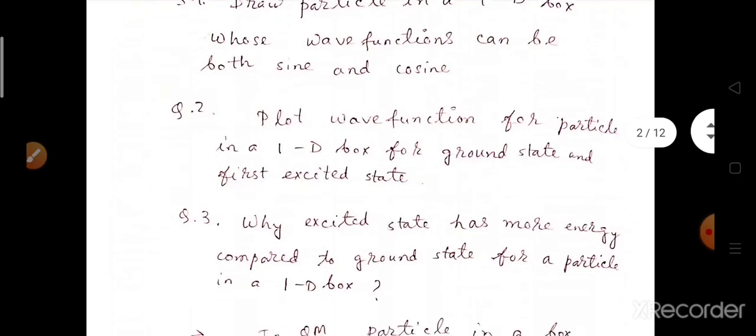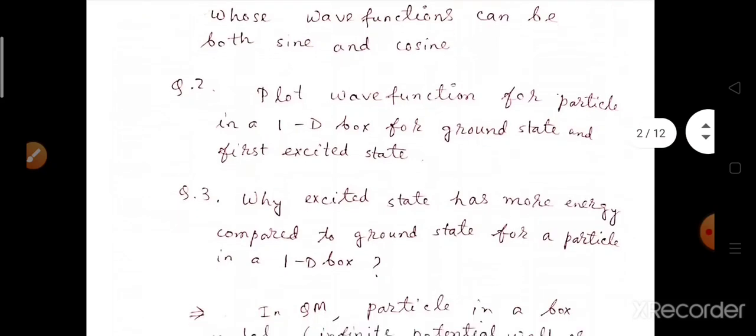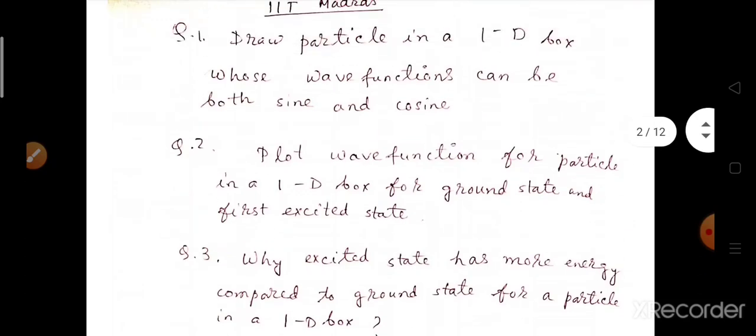The second question is: plot the wave function for a particle in a one-dimensional box for the ground state and first excited state. And the third question is: why does the excited state have more energy compared to the ground state for a particle in a one-dimensional box? I think this is a very deep concept in quantum mechanics, and this is a very basic concept actually, and you should understand it in a deep manner.